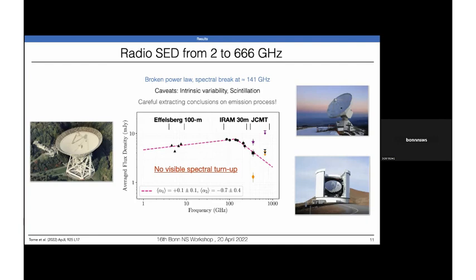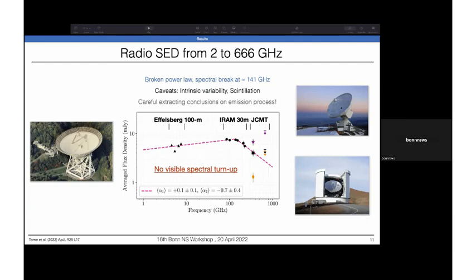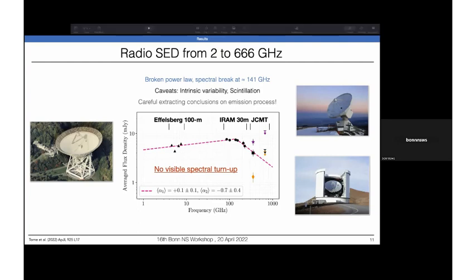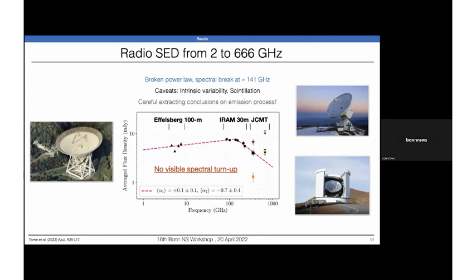But nevertheless, first we wanted to check the spectral energy distribution. Is there some flattening, some turn-up, as some models predict? Well, we don't see that. And in fact, we see something different. We see a broken power law with a peak at about 140 gigahertz. But again, caveats, be careful, because scintillation here affects the different parts differently. And we have the variability that is intrinsic, and we cannot really correct for it here.